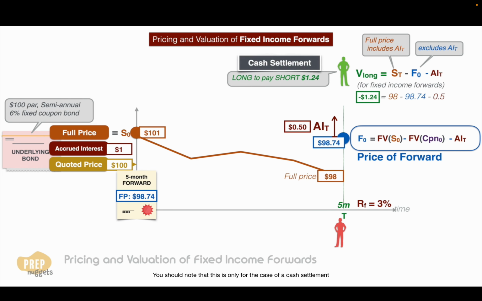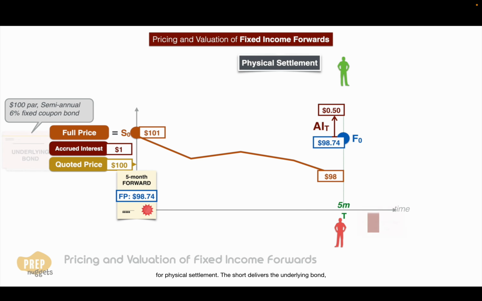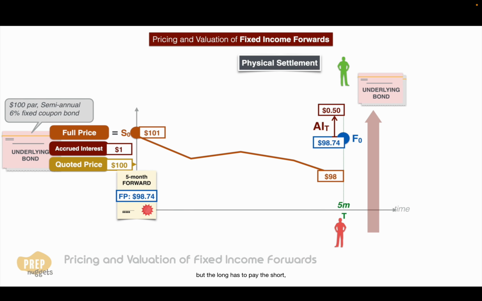You should note that this is only for the case of a cash settlement. For physical settlement, the short delivers the underlying bond, but the long has to pay the short the quoted price, plus the accrued interest of 50 cents. According to the contract, the long should pay a total of $99.24 for the underlying bond.